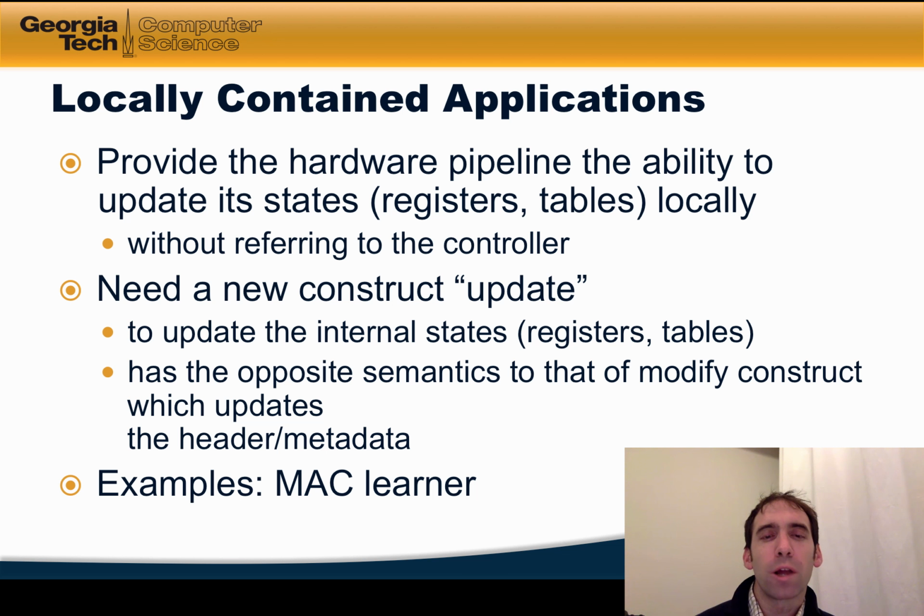In this case, a packet that triggers an update construct actually updates the local state on the switch. An example where locally contained applications come in handy is a MAC learner. Because we know exactly how to update the state at a switch when a packet arrives, there's no need to shunt a packet to the controller. The switch can instead update all of its state locally according to a predefined specification.